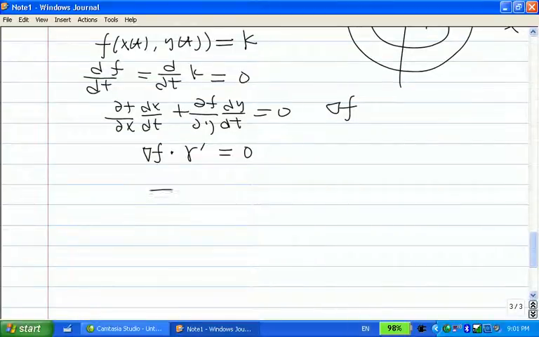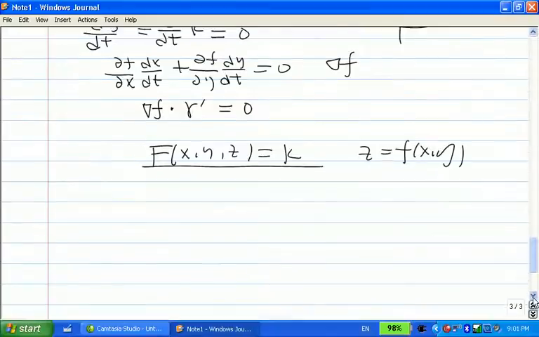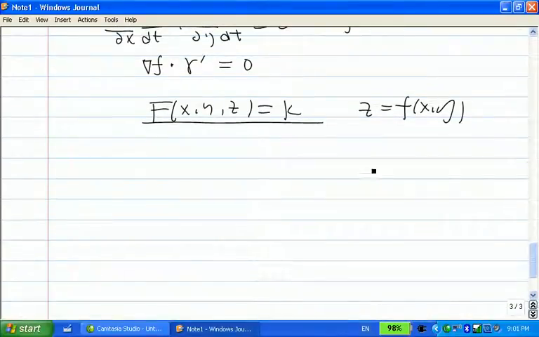Similarly, we can talk about the level surface. This one, what's the graph of this? It's a surface. Think about this. If you are able to solve for z from this equation, you will get z equal to f(x,y), right? And we know this is a surface. That's why we call this a surface. Now, think about this surface. It looks like this.